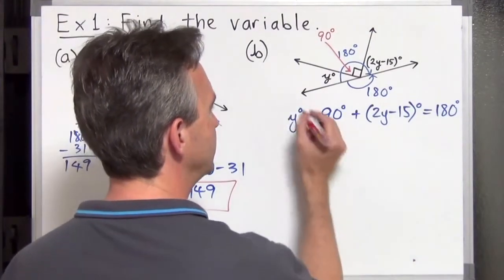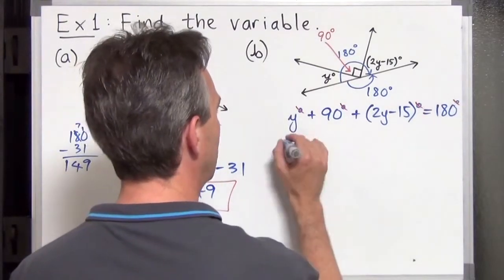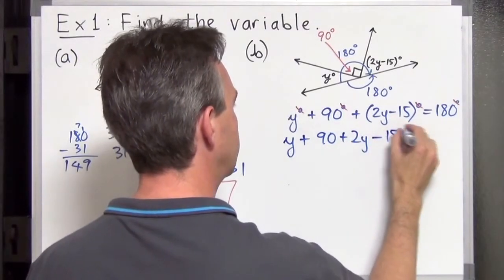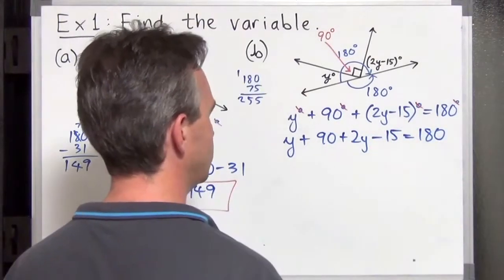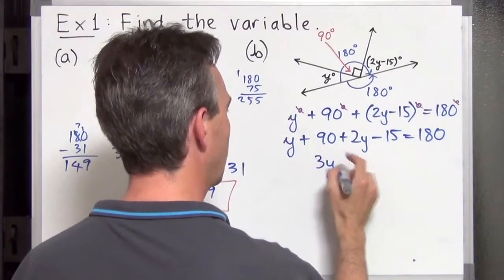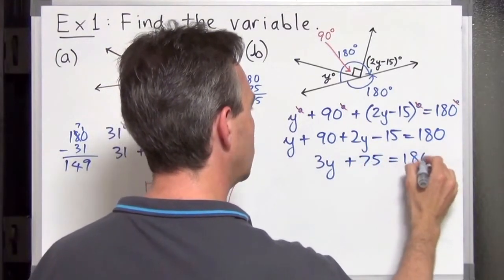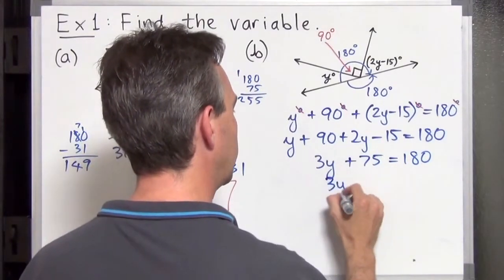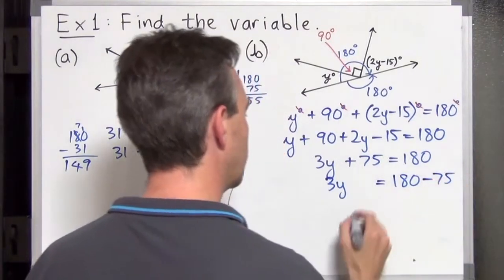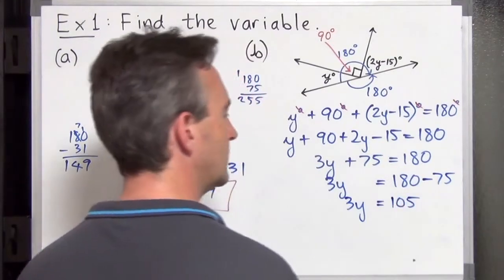Like that. And we can just get rid of these degree symbols again. And we'll rewrite that without the degree symbols. Y plus 90 plus 2y minus 15 equals 180. So to solve this equation, let's collect the like terms. Y plus 2y is 3y. 90 minus 15 is 75, plus 75 equals 180. 3y equals 180, and the plus 75 coming over here is going to be minus 75. 3y equals 180 minus 75 is 105.